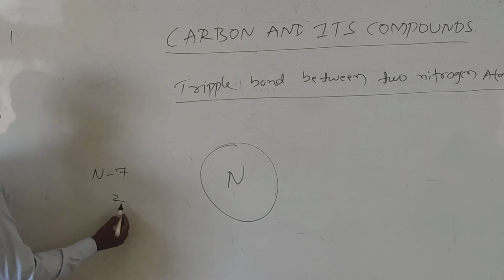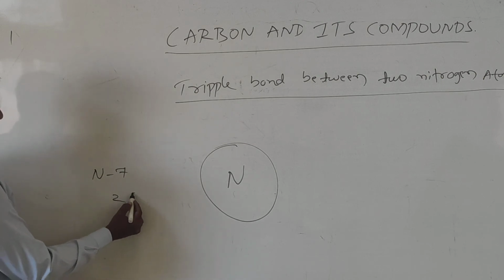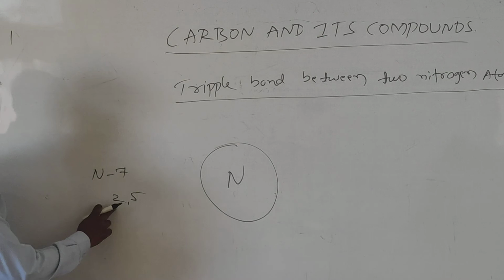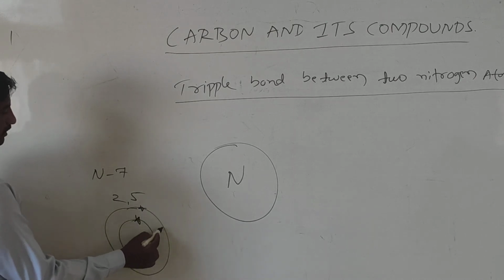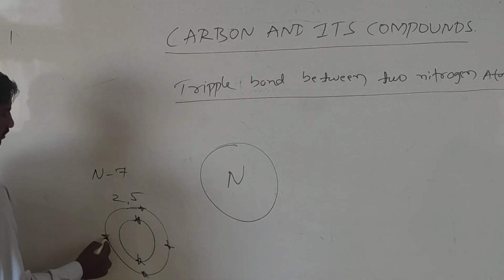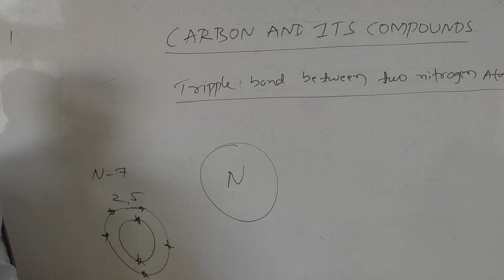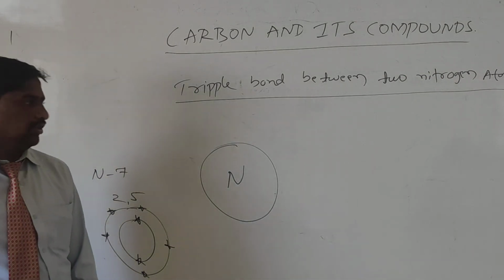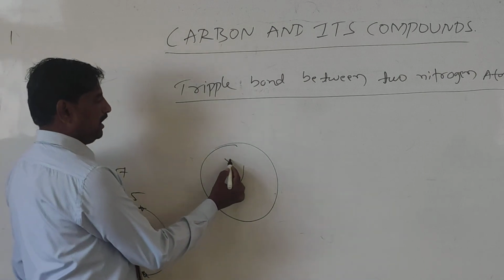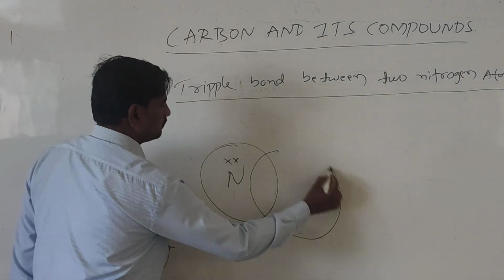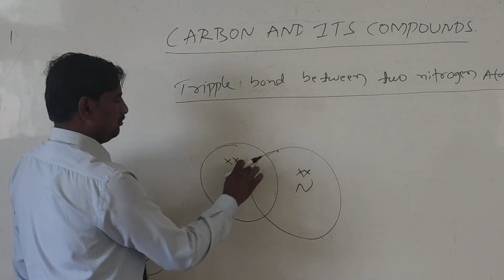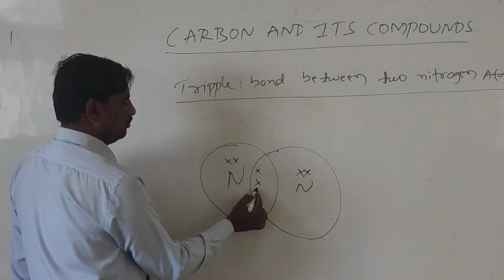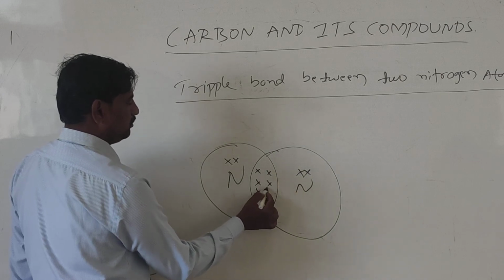7 we can write as 2, 5. So in the electronic configuration, the first orbit has 2 electrons and the next has 5. It needs 3 electrons. So in this nitrogen the outermost shell has 5 electrons, and it needs 1, 2, 3 from the other nitrogen.